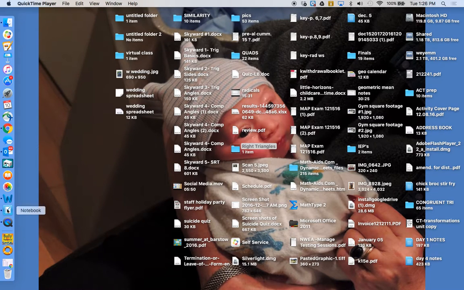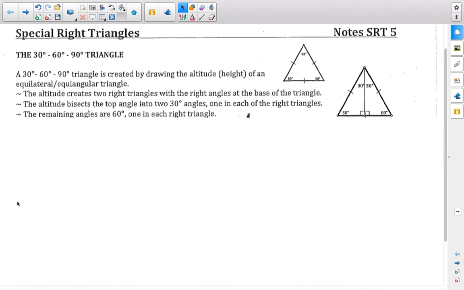Okay, today we're going to continue on and talk about the 30, 60, 90 triangle. As I said just yesterday, or Tuesday, the 45, 45, 90 was the first type of special right triangle, and here's the second and the last special right triangle. This triangle is created by drawing an altitude from a 60-degree angle on an equiangular triangle. So here it is right here.